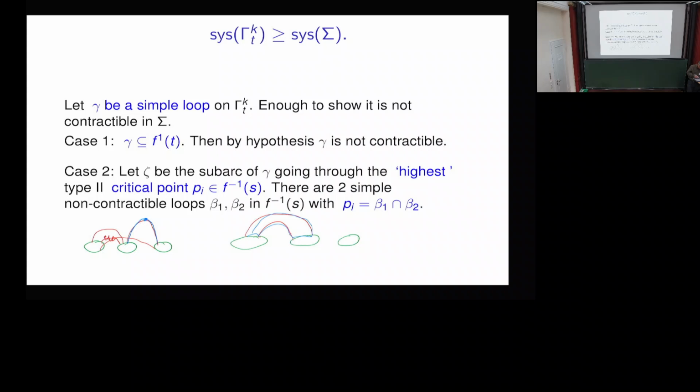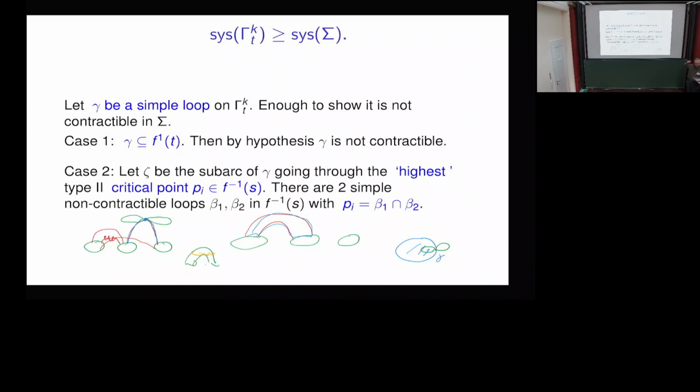Okay, let's say that my loop gamma bounds a disk, right? So it's trivial. If you see what happens at this critical point, I have these two simple closed curves, right? Because I get something like that. And now both of them are non-trivial, right? But if this gamma bounds a disk, one of these simple closed curves is going to be inside, and the other is going to be outside. So this is going to bound the disk, which is a contradiction.